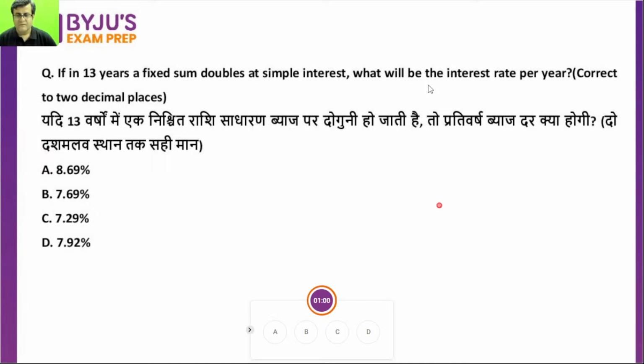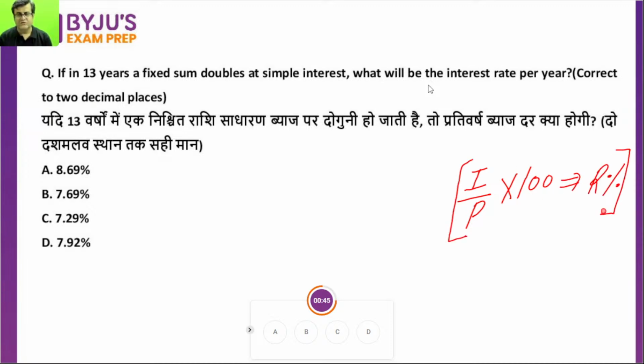Principal is principal. Principal is not about 1 year, 2 years, 3 years. When you're calculating rate, just take the interest of 1 year, divide by principal, and multiply by 100. In 1 year, how much interest did you get? The interest divided by principal, into 100, will give you the rate percentage. Anytime, this is the way to calculate rate. Just put simple interest of 1 year by principal into 100. That's it. Let's move to the next example.